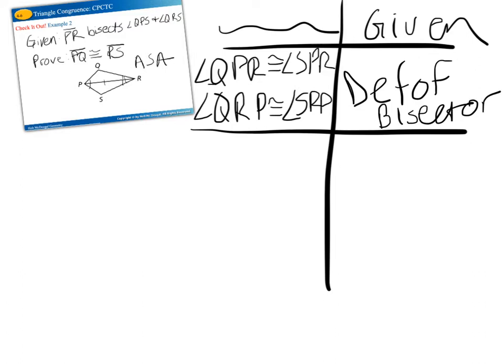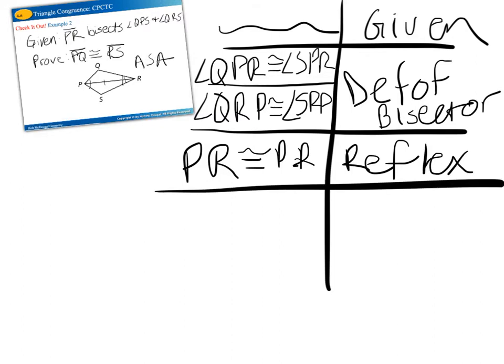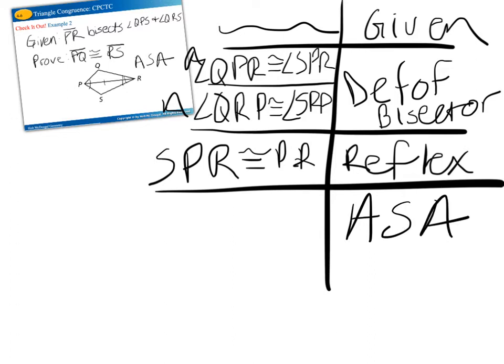If you want to write these as separate lines, that's fine. You would just have to write this twice, but you can write it as one. That's fine. All right, next I'm going to say PR is congruent to PR, and of course that is reflexive. Now I can say my triangles are congruent because I've got my angle, angle, and a side. But remember, it's angle, side, angle, with the side sandwiched in between.